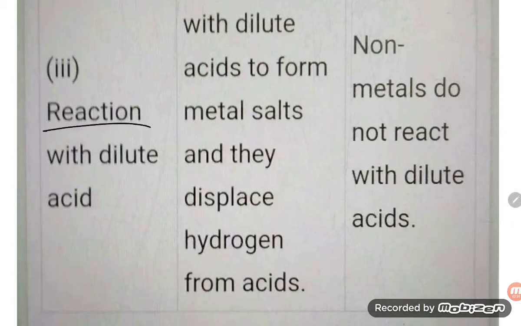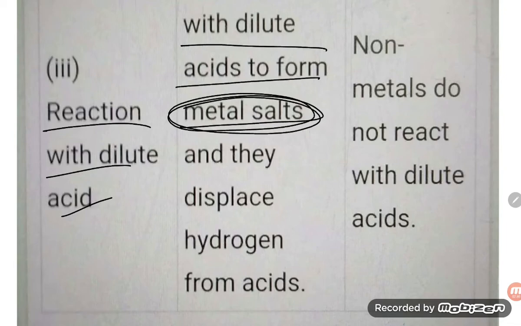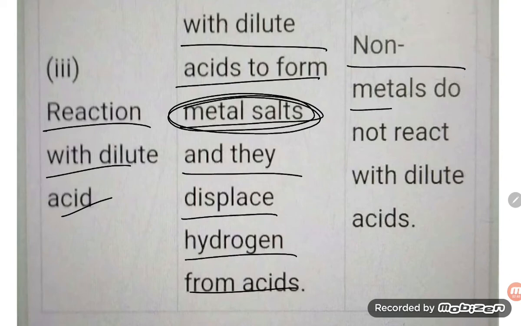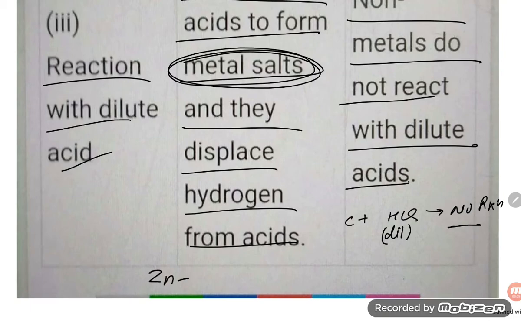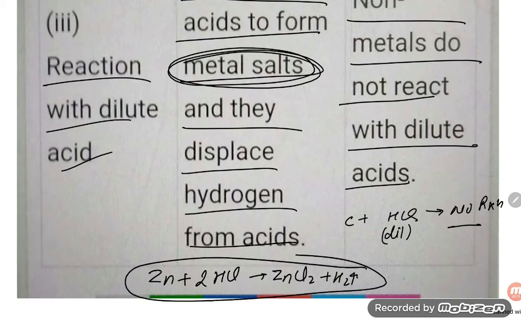Now the third point, the reaction with dilute acid. Metals react with dilute acid to form a metal salt and displace hydrogen from the acid, and non-metals do not react with dilute acid. Like carbon, if you treat it with dilute HCl, there will be no reaction. But a metal like zinc, if you treat it with HCl, will give the metal salt ZnCl2 and release hydrogen gas.